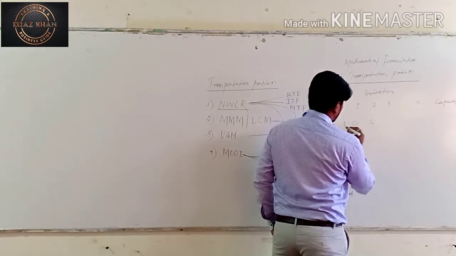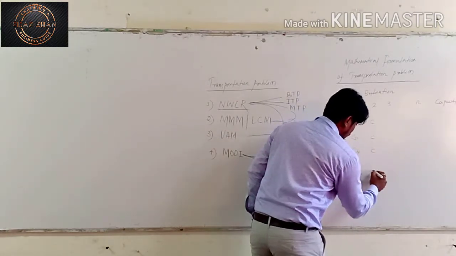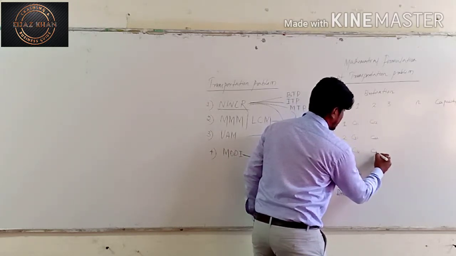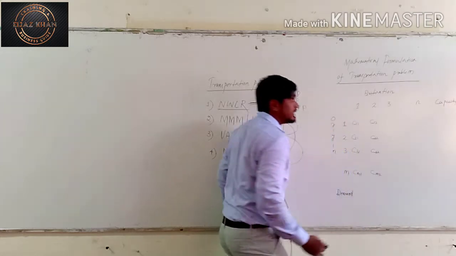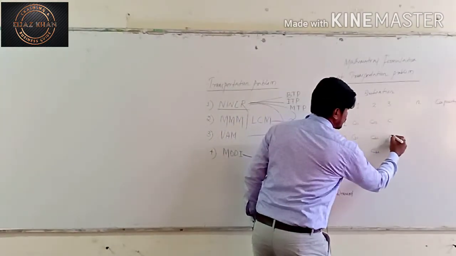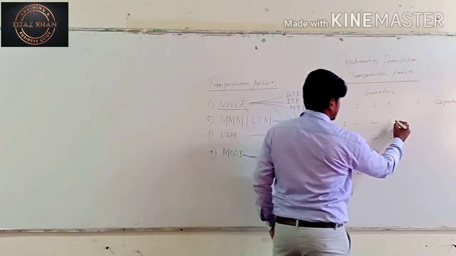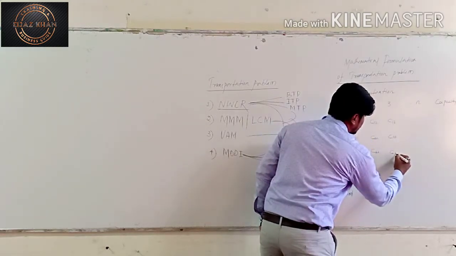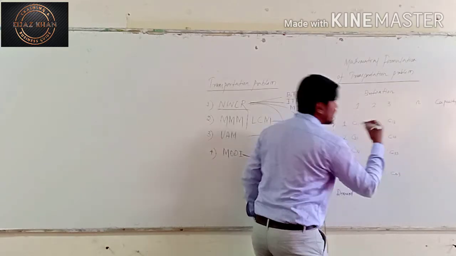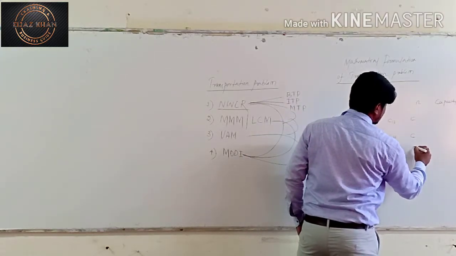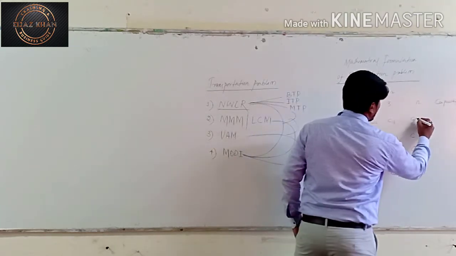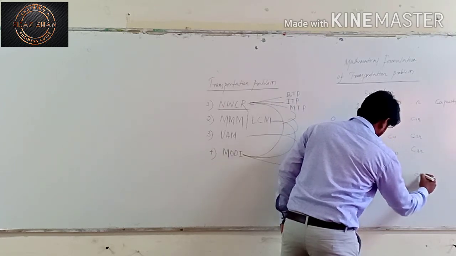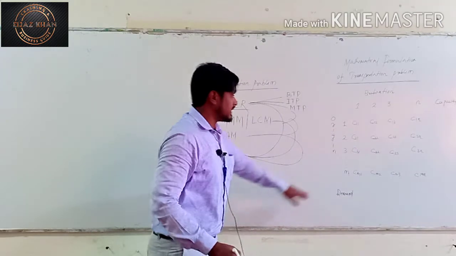So further I write cost. This is C12, C22, C32 and Cm2. Fine. Next the third one is cost C13, C23, C33 and Cm3. Okay, then the cost. Here it is C1n, C2n, C3n, Cmn, right? Because here it is m.